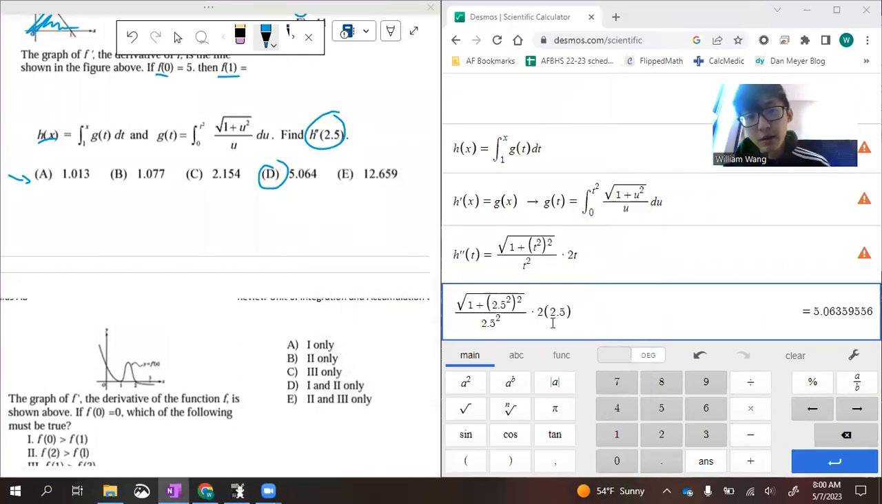Right, you could obviously type it in all at once. I type this first, divided by this, then multiply that by this, doesn't actually matter. Right, hopefully that makes sense.